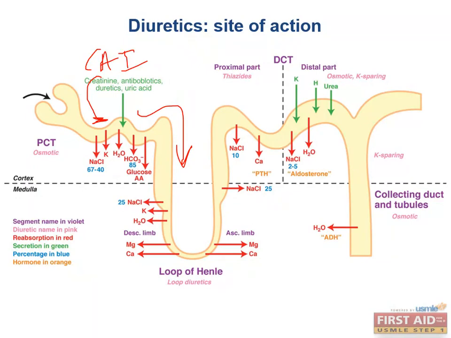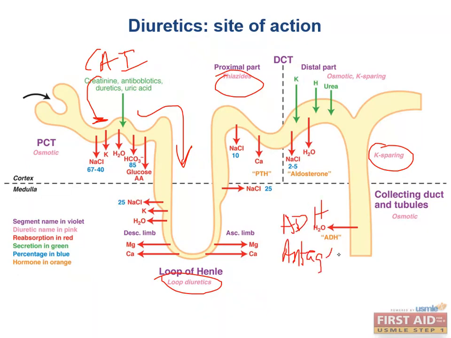Now, loop diuretics and thiazides have stronger effects because there is not much of a mechanism to reabsorb the ions after the loop of Henle and distal convoluted tubules. So why do potassium-sparing diuretics and ADH antagonists have relatively minor effects? The answer is because most of the ions and water have already been reabsorbed by the time the filtrate reaches the collecting duct and the tubules.